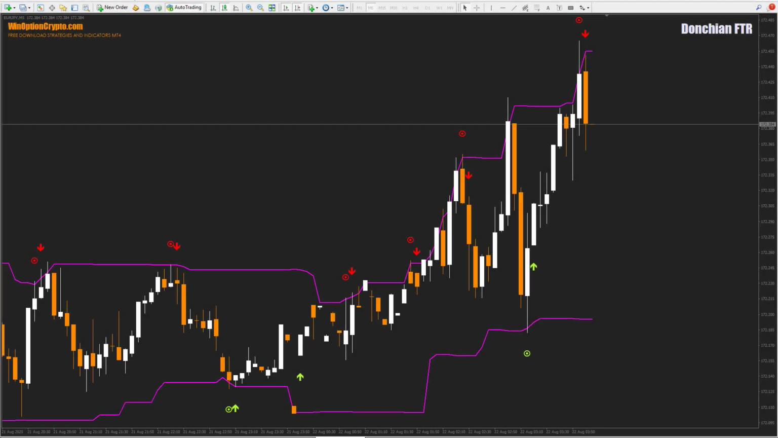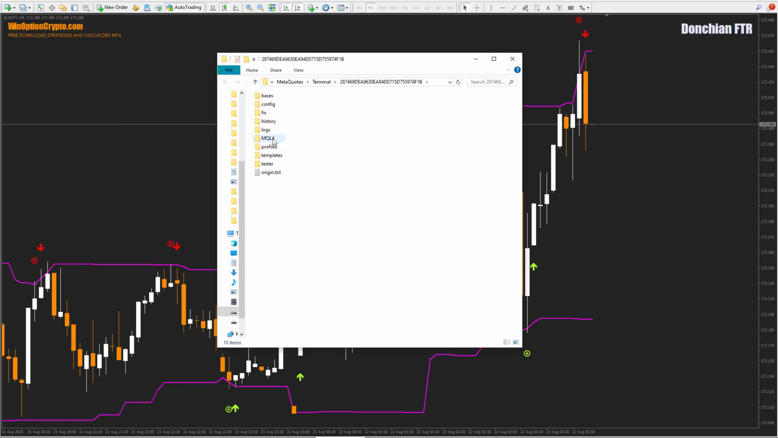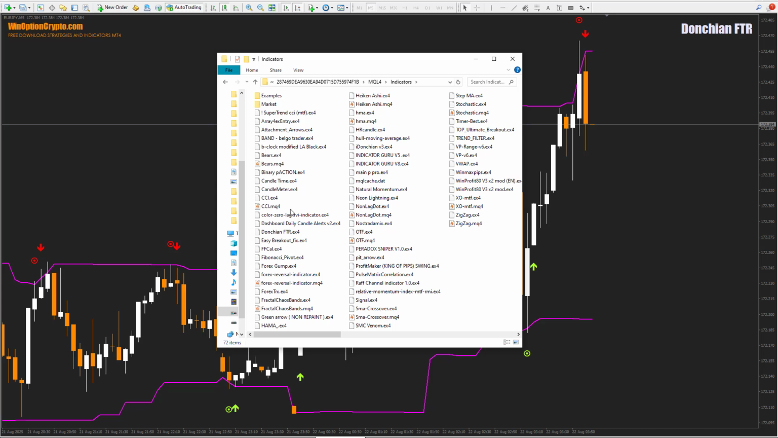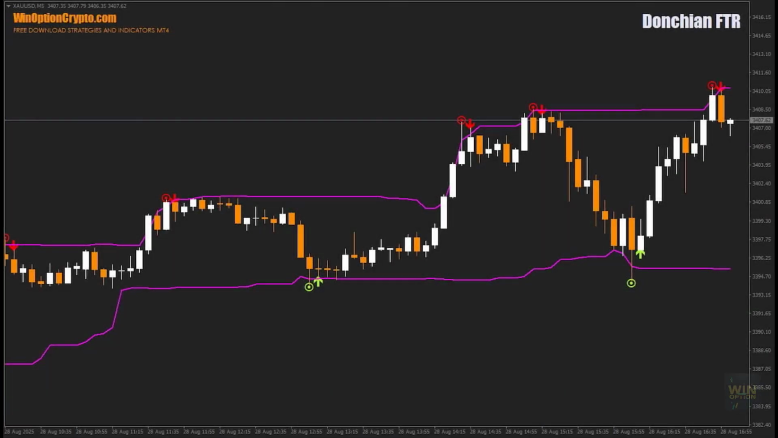Let's install the Donchian FTR indicator in the MetaTrader 4 terminal. The indicator itself, like our template with all its settings, is installed in the standard way. You'll find a link to the indicator archive and detailed installation instructions in the description below this video. Now let's look at the indicator's operating principle and key settings.